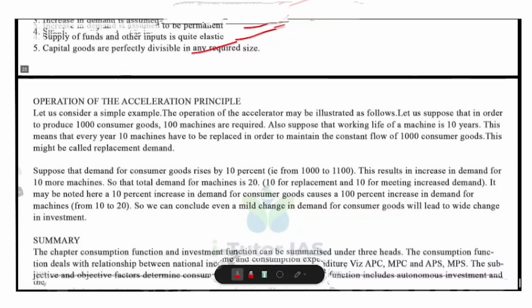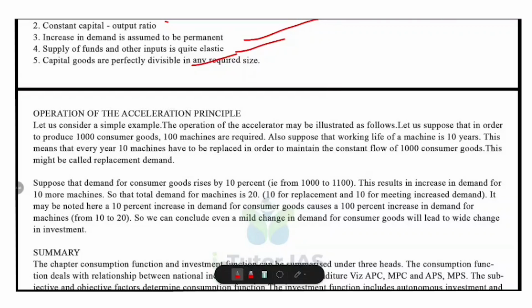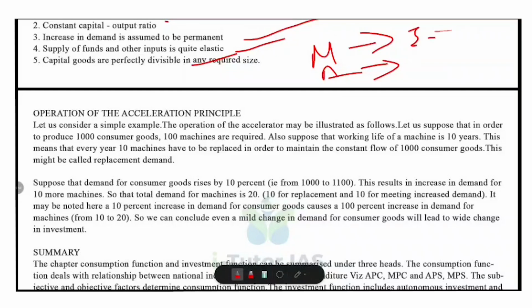Now, what is the relationship between multiplier and accelerator? The multiplier shows how investment causes income to rise, and accelerator shows how income causes investment to rise. So in short, multiplier works forward, that is, from investment to income, and accelerator works backwards, that is, from income to investment.